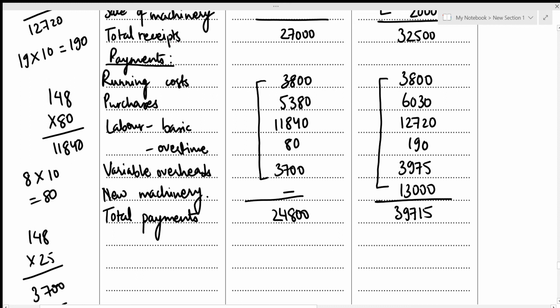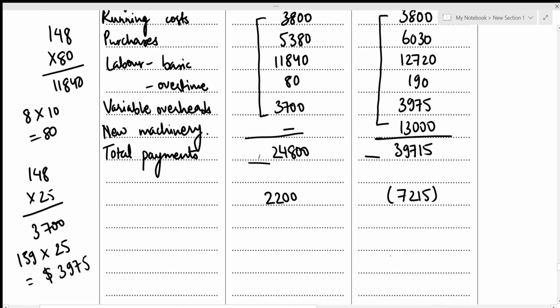Now we figure out our net cash. So net cash is just going to be the difference between the total receipts and total payments. So for the month of March, that is just going to be 27,000 minus 24,800, which results in 2,200. For the month of April, that's going to be 32,500 minus 39,715, which results in the negative balance of 7,215.